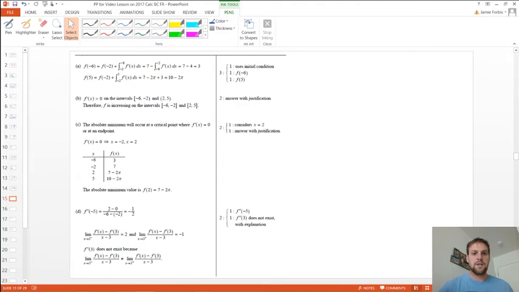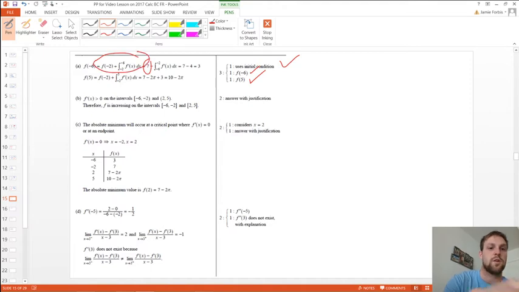Okay, all right, here's our answer key. For A, we used the initial condition, which was 7, so good job there. And we found both values. Notice how they came up with the same formula that we did.